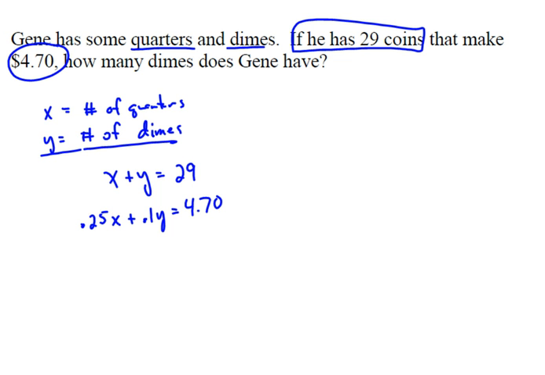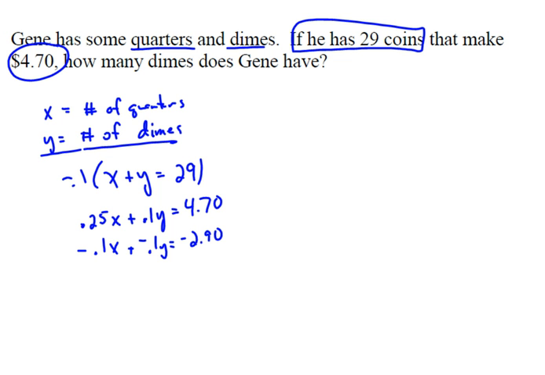And now we want to solve this by using a system of equations. And there's a couple ways you could go through and do this. The way I'm going to do it is I'm just going to multiply this top equation by either negative 0.25 or negative 0.1. It doesn't matter which one you do. You could also multiply the bottom equation by a few different things, but it doesn't matter. So I'm going to multiply by negative 0.1 because I think that's a little easier. And so that gives me negative 0.1x plus negative 0.1y equals negative 2.90.